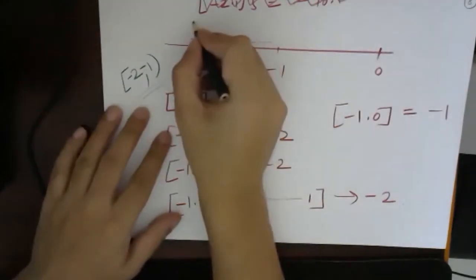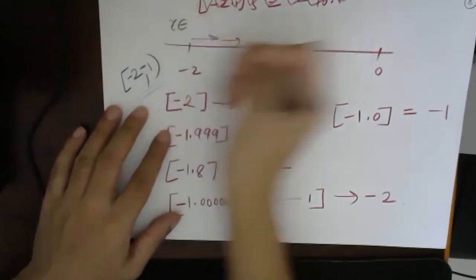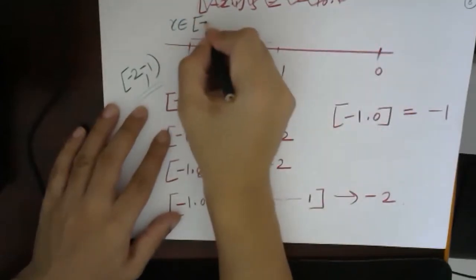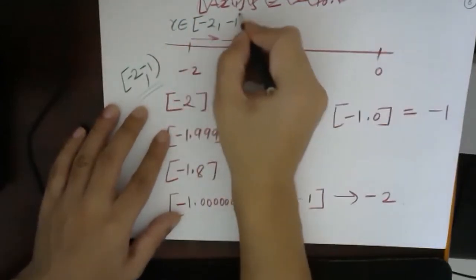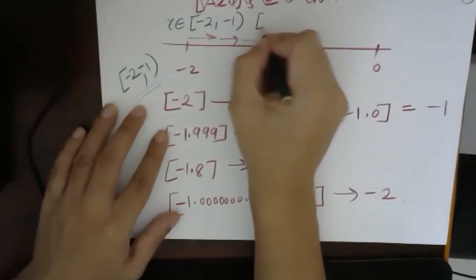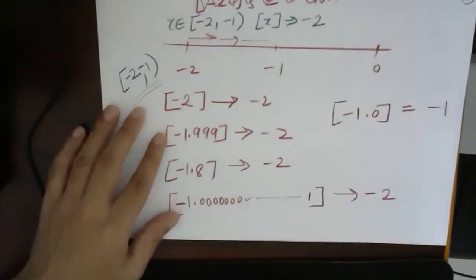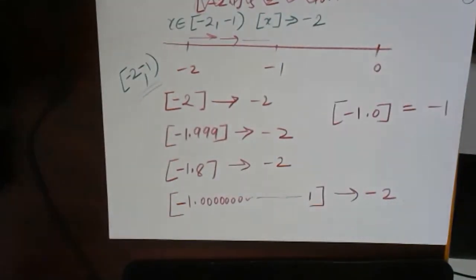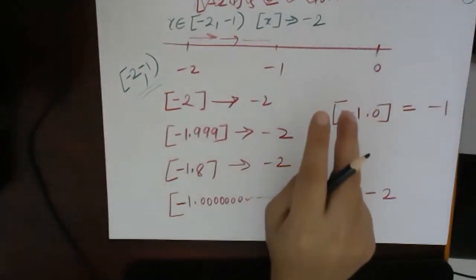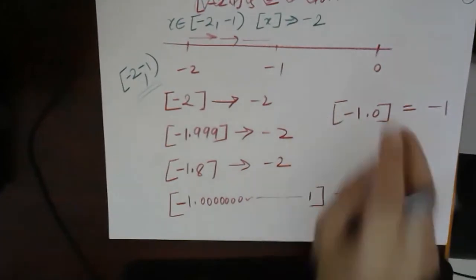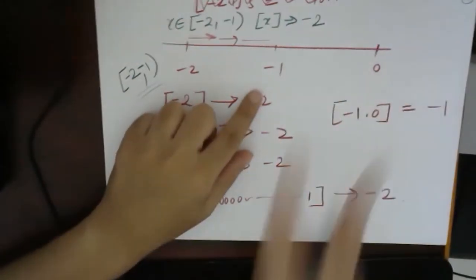So for x belongs to the closed bracket minus 2 to minus 1 open bracket, the greatest integer x will give you the value minus 2. Everybody understood? Okay, very good.